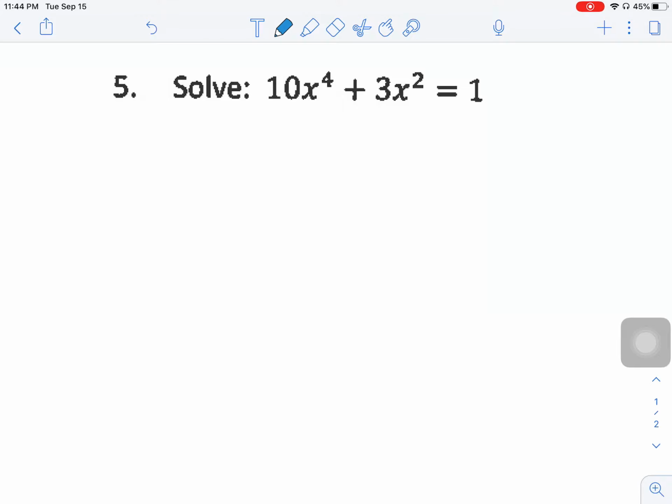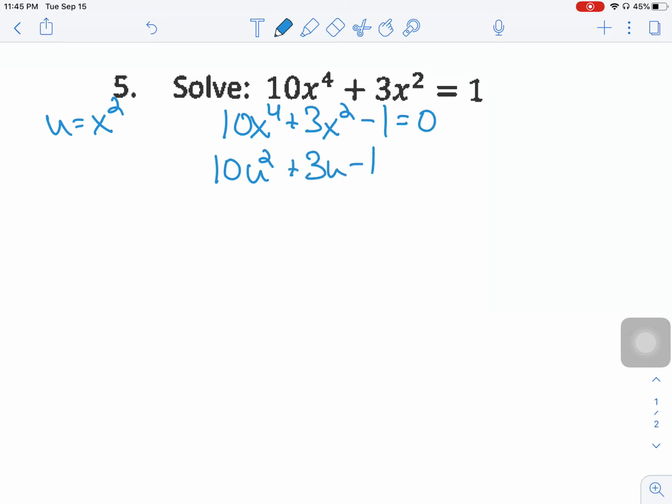So we're not in standard form. So let's get it in standard form. So 10x to the 4th plus 3x squared minus 1 is equal to 0. And we've got, again, x to the 4th and x squared. I'm not a huge fan of that. So let's go ahead and say that u is going to equal x squared. So this would become 10u squared plus 3u minus 1 equals 0.